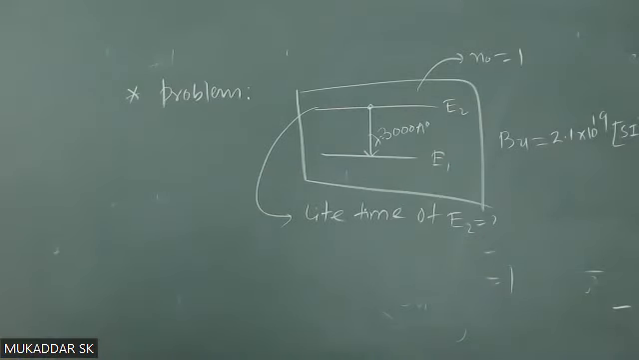Again, I am repeating, you have a two-level system having refractive index N naught, and the levels are E1 and E2. When that atom is making a transition from E2 to E1, it is emitting a photon having wavelength 3000 Angstrom. The coefficient of stimulated emission is given as 2.1 into 10 to the power 19 in SI unit. You have to calculate the lifetime of level E2.